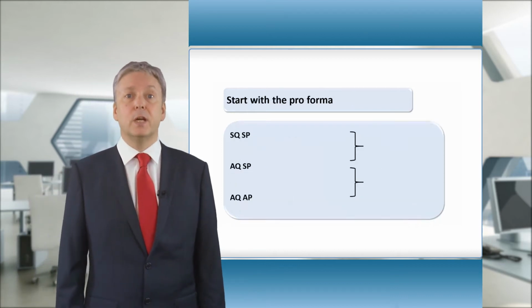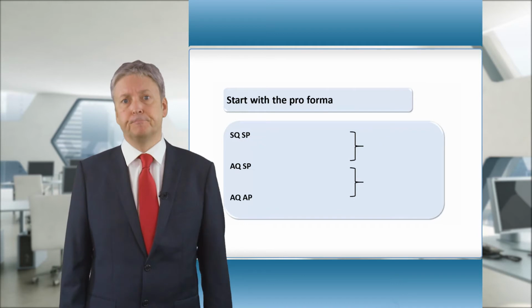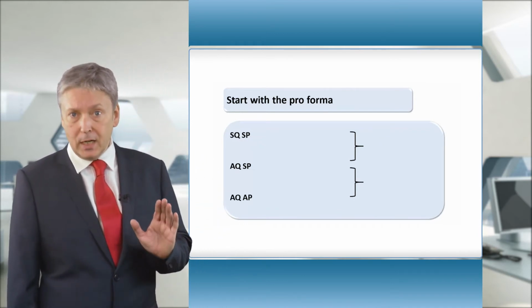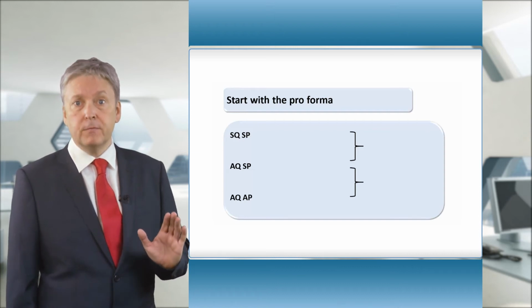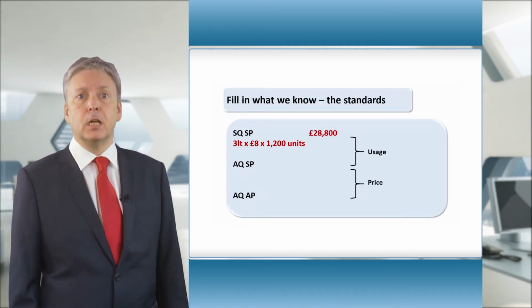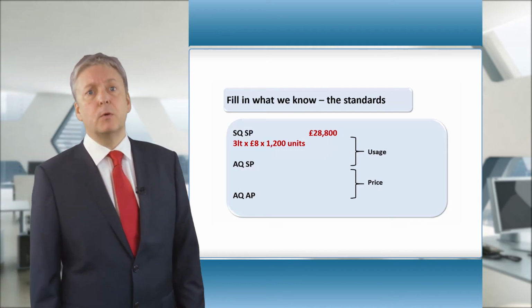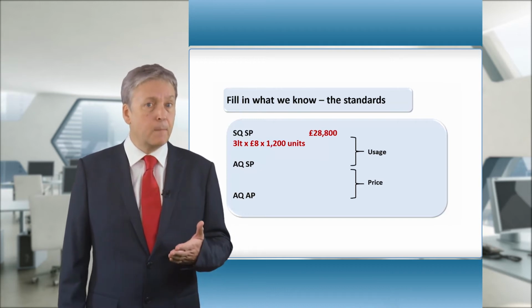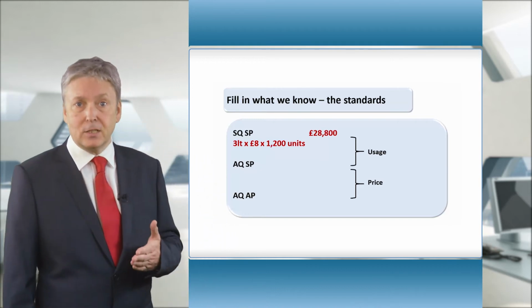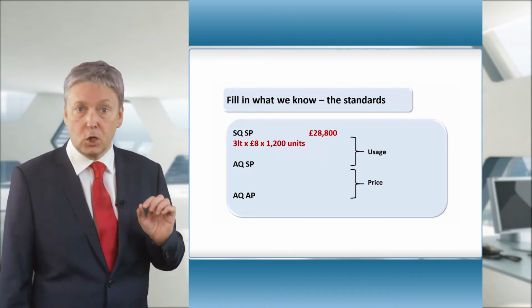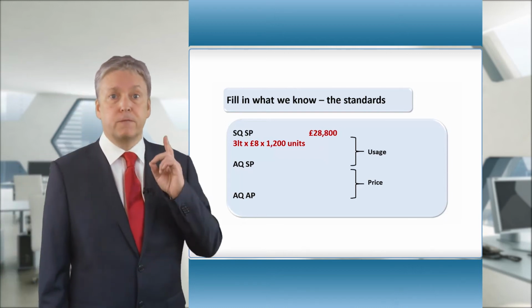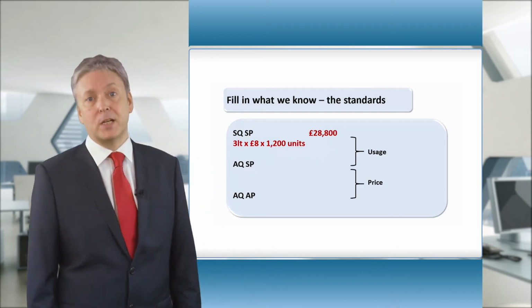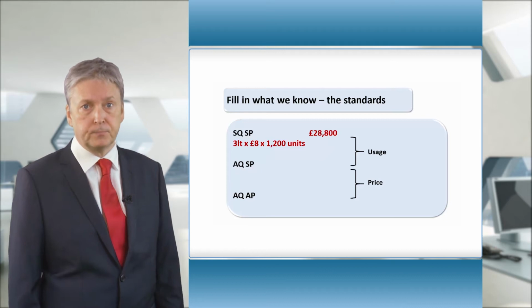So we start with the pro forma, no problem. And the first thing we do is we slot in anything that we know from the information in the question. So for example, in the question we were told the standards. We know the standard quantity is 3 litres and we know the standard price is 8. And that gives us the standard cost per unit, the expected cost for 1 unit. If we multiply that by the actual output, we get 28,800.